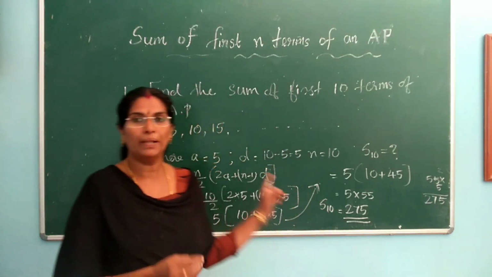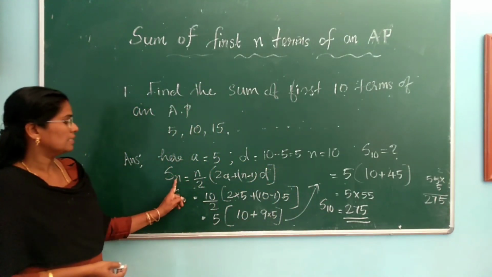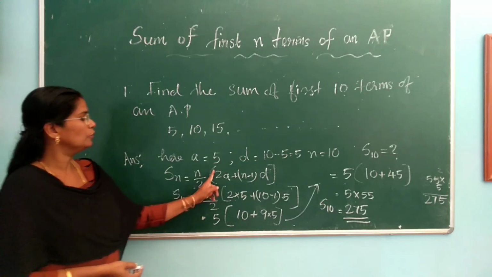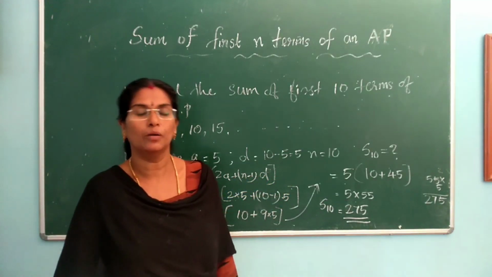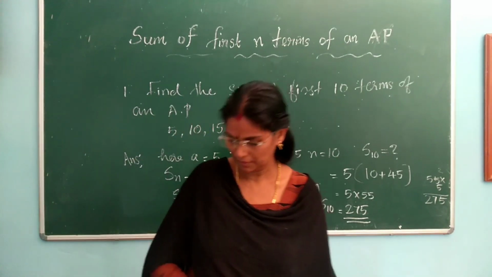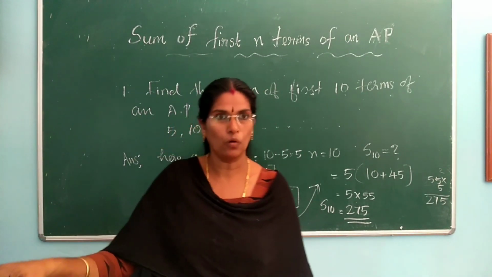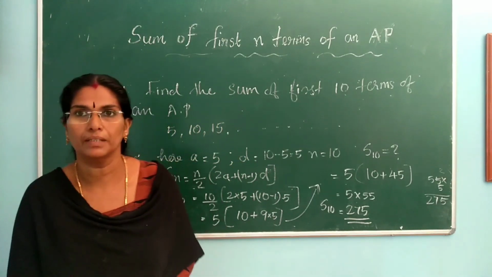We are applying one formula: Sn is equal to n by 2 into 2a plus n minus 1 into d. Or S_n, we can write, no problem. Is it clear for you? We can solve another question.